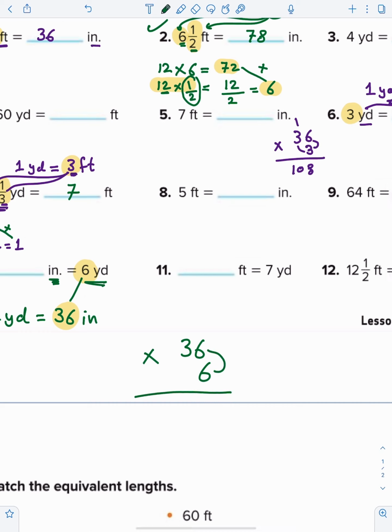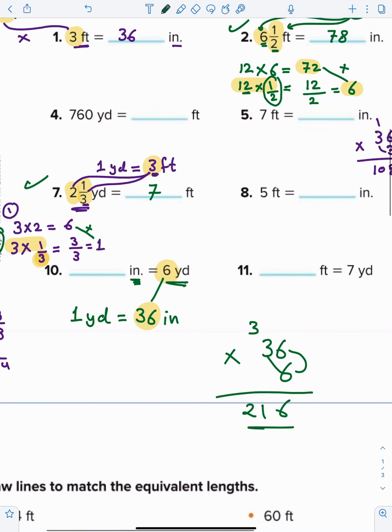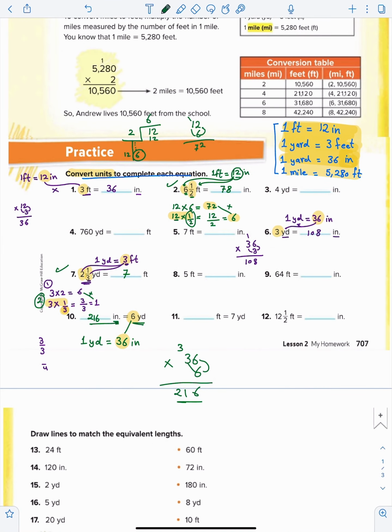6 times 6 is 36. So 6 down, 3 up. 6 times 3 is 18. 18 plus 3 is 21. So this is the answer. 216. 216 inches are equal to 6 yards. Let's take one more. How about that?